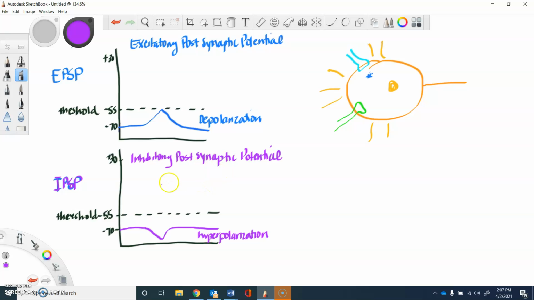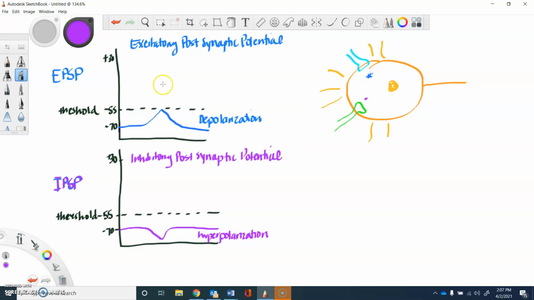All right, so this is a potential that will happen here that will move the membrane away from threshold. So your excitatory postsynaptic potential will want to get the axon hillock toward triggering, toward threshold, and an inhibitory postsynaptic potential will want to get it further away from threshold so that it doesn't fire. Okay?